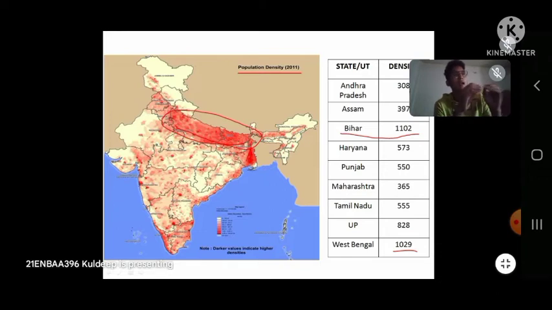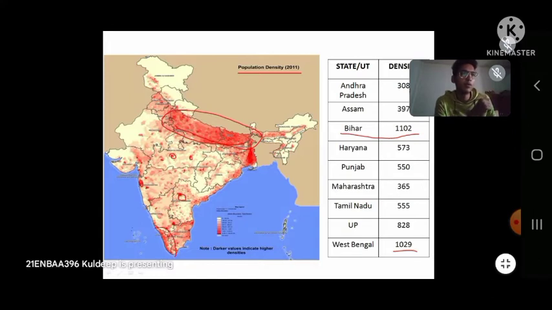So the more red areas are the highly densely populated, and there are also some regions in the middle which are densely populated, like in Madhya Pradesh and here and here. And this Kerala part is also a bit.